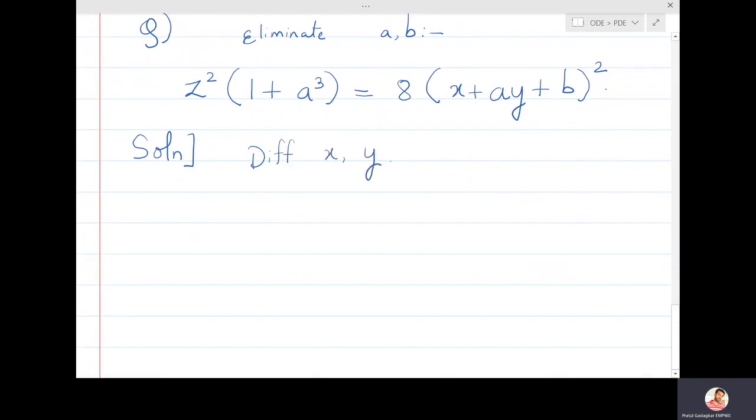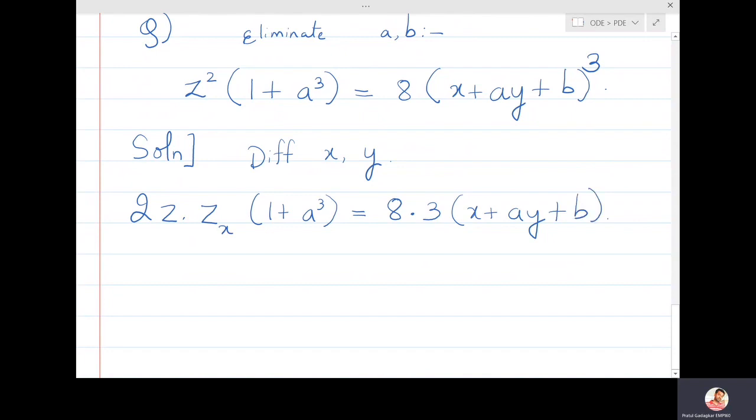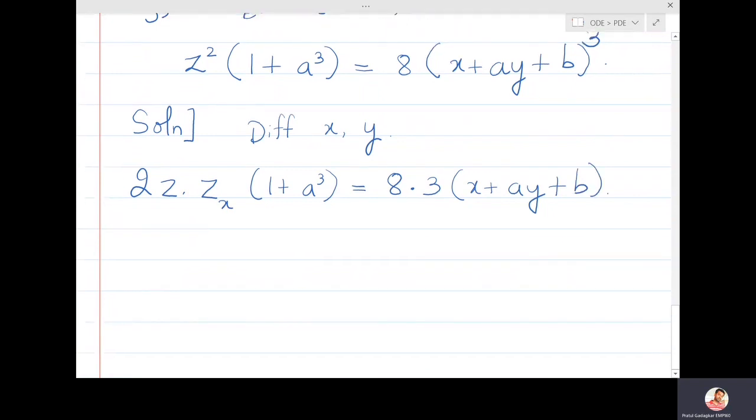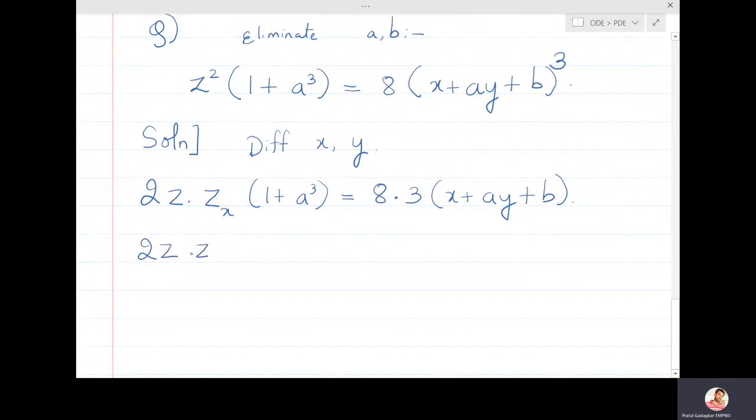When the left hand side is differentiated with respect to x, I get 2z zx into (1 plus a cubed) is equal to 8 into 3 into (x plus ay plus b) squared. And when I differentiate with respect to y, I get 2z zy into (1 plus a cubed) is equal to 8 into 3 into (x plus ay plus b) squared into a.